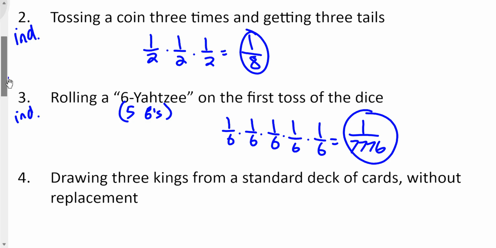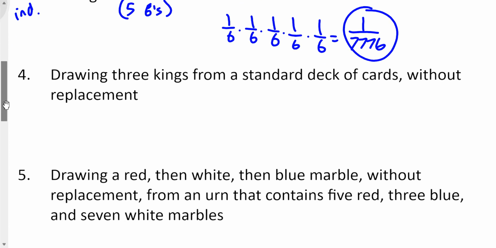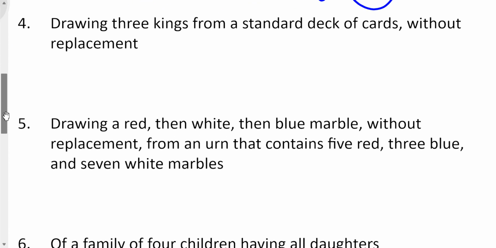How about drawing cards? Drawing 3 kings from a standard deck of cards without replacement. Here's where these are dependent. Without replacement, that's definitely affecting the next draw. So if I draw a king, I have a 4 in 52 chance.